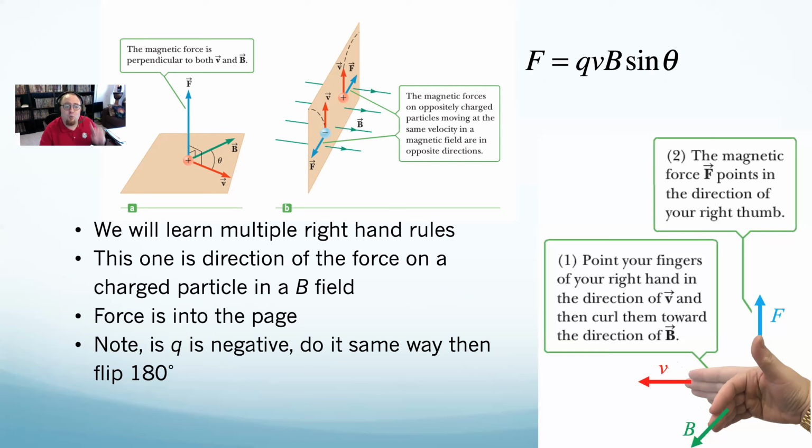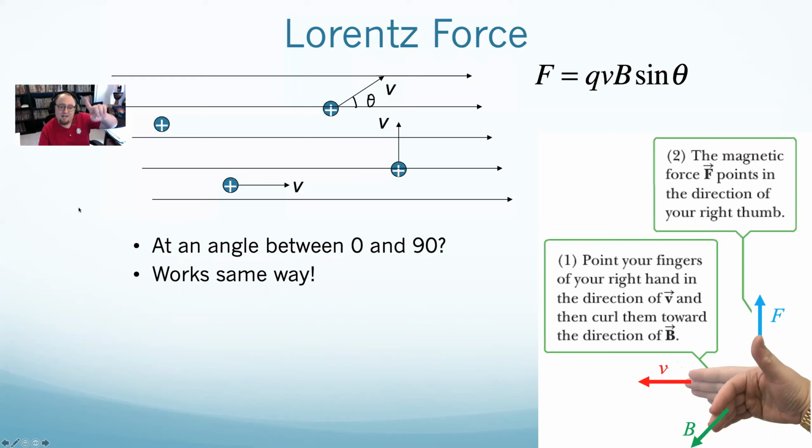Now, this force will always be perpendicular to V and perpendicular to B. We're going to go 3-dimensional on this, but it will always be perpendicular to both, even if V and B are not perpendicular to each other. Force will be perpendicular. If my charged particle is up at an angle theta, as drawn here, I'd say V is up at an angle. I'd curl my fingers towards B. Thumb is the force. It is into the page again.